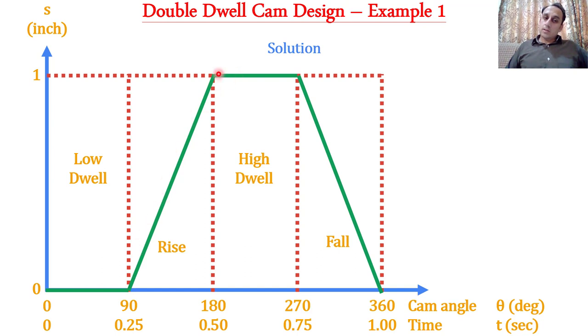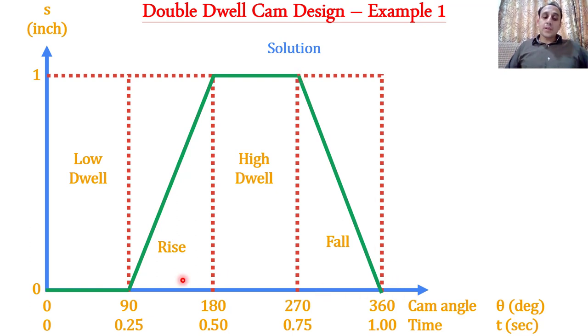Since we have no idea about the other mathematical functions, the easiest way possible was to use the straight line. Okay, so for the first 90 degree rotation of cam, what is happening? There is no motion of follower. For the next 90 degree rotation of cam, the follower is moving from 0 to 1 inch. For another 90 degree rotation of cam, the follower is maintaining its higher position. And for the last 90 degree rotation of cam, the follower is moving from its high extreme position to its lower extreme position.